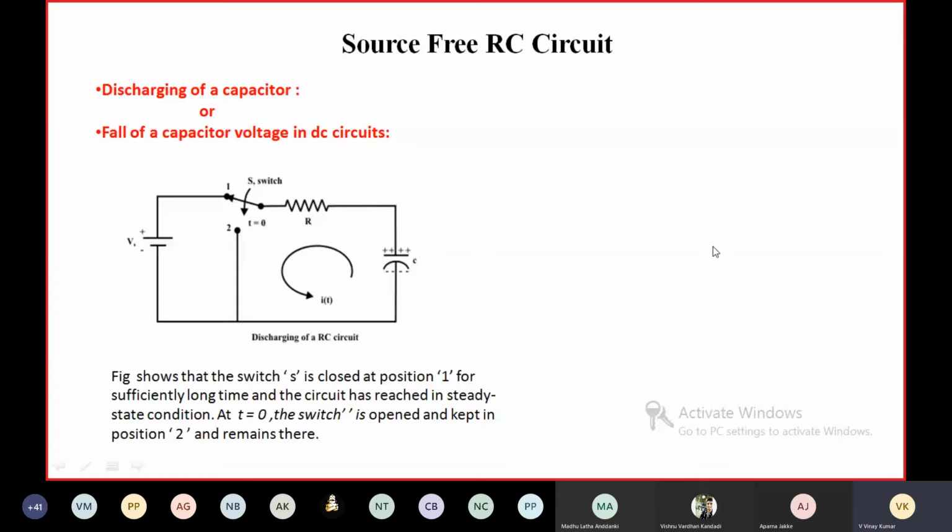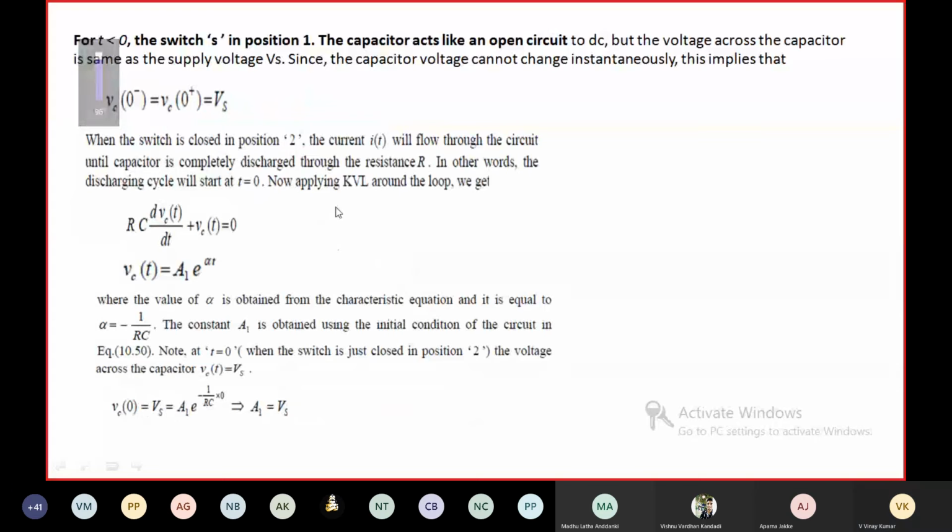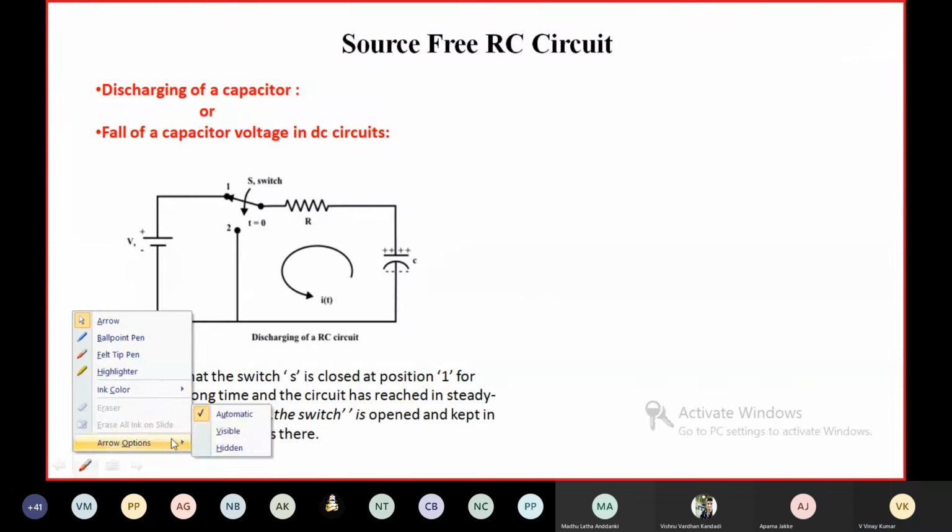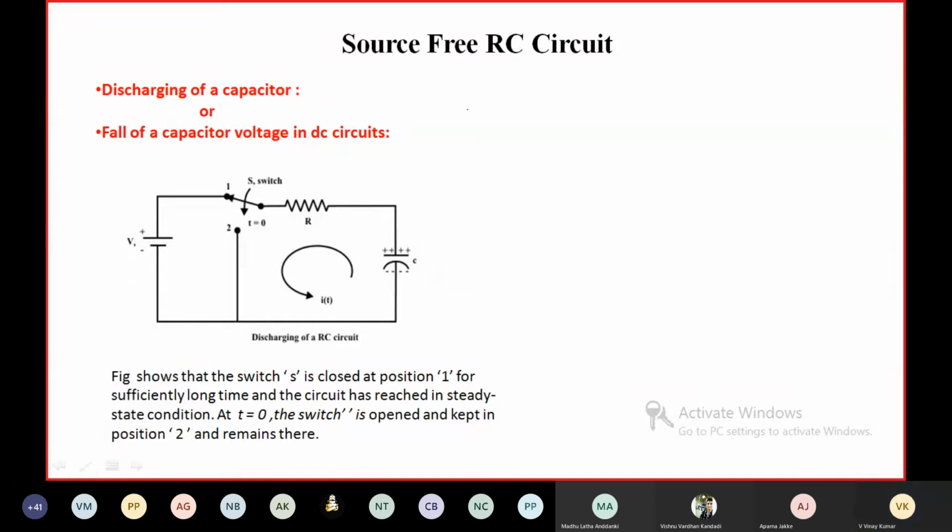Today we are going to discuss the source free RC circuit. This is a circuit diagram of a source free RC circuit. Here we are going to see the fall of the capacitor voltage in this circuit.